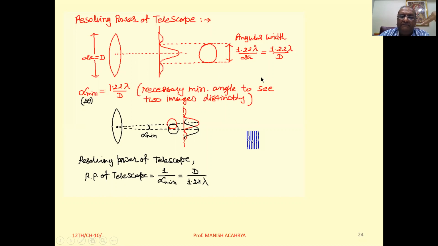Okay, અને the resolving power is defined as the reciprocal of alpha minimum. So resolving power of telescope, that is 1 upon alpha minimum. So that is d upon 1.22 lambda. Clear to all of you?